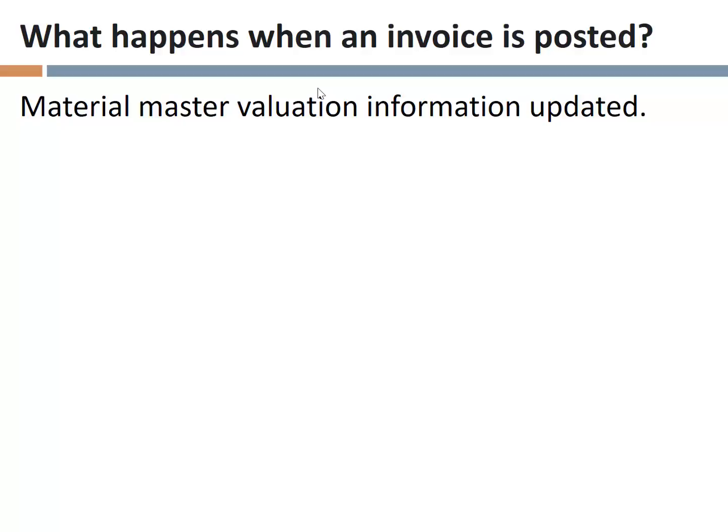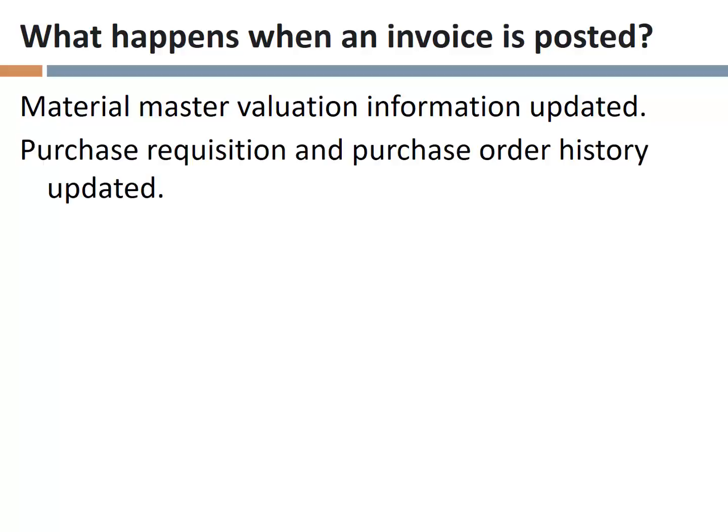Now, what's going on here? Well, remember, we have to take into account, depending upon the material master and how we are tracking this, how the cost of this is calculated. Are we using a standard cost or are we using an average cost? If we're using an average cost, the material master valuation information is going to be updated based on the price that the invoice shows that we paid for this.